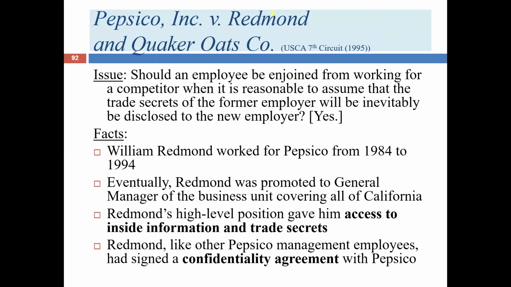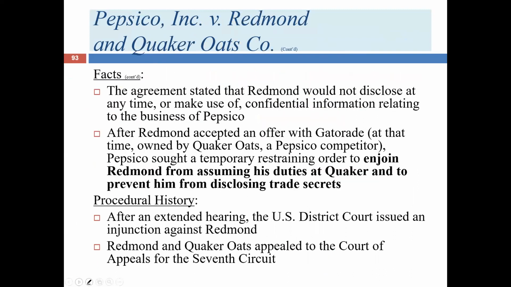So Mr. Redmond, the person who Pepsi is suing, was pretty high ranking, and he had access to all kinds of secret information about Pepsi's business plans. He had signed a confidentiality agreement with Pepsi, but he didn't have a non-compete. He quit Pepsi to go work for Quaker Oats, which was a competitor. Quaker Oats at that time owned Gatorade. And so Redmond knew what Pepsi was planning on doing in that sports beverage industry. And so having that information was really going to give Redmond a lot of ability to make Gatorade highly competitive.